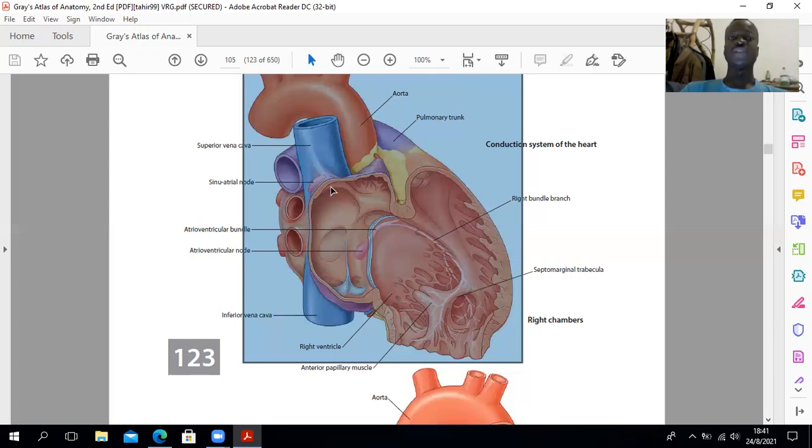So an impulse is generated in the SA node, and interestingly, in embryonic life, the body of the sinus venosus and the right horn function as the pacemaker prior to formation of the SA node. It makes sense to say this SA node, embryologically, develops from the right horn of the sinus venosus, because we said it was going to form the right atrium, its smooth walled part, right?